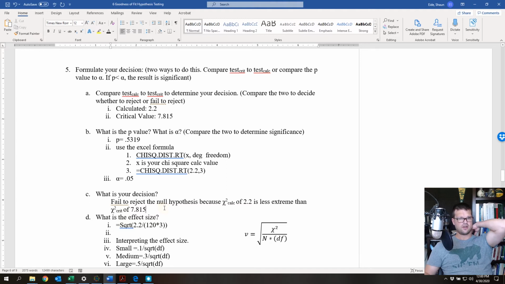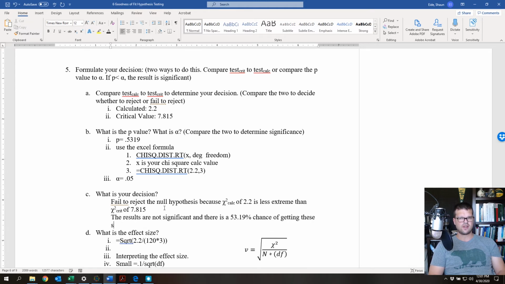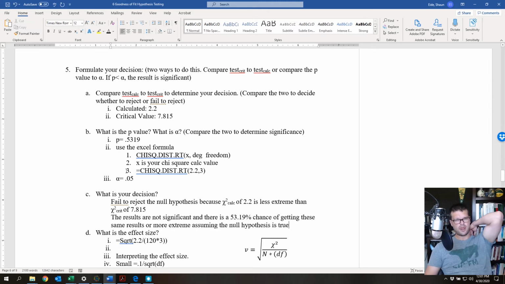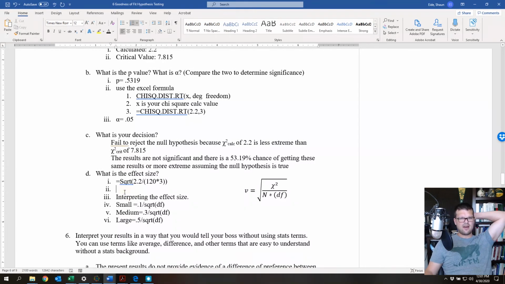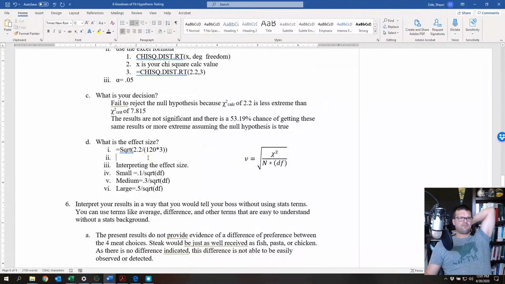Okay. Also, the results are not significant, and there is a 53.19% chance of getting these same results or more extreme, assuming the null hypothesis is true. Okay, so in other words, there's really not that much to write home about here. All of them are the same, and we'll get to that in just a minute.